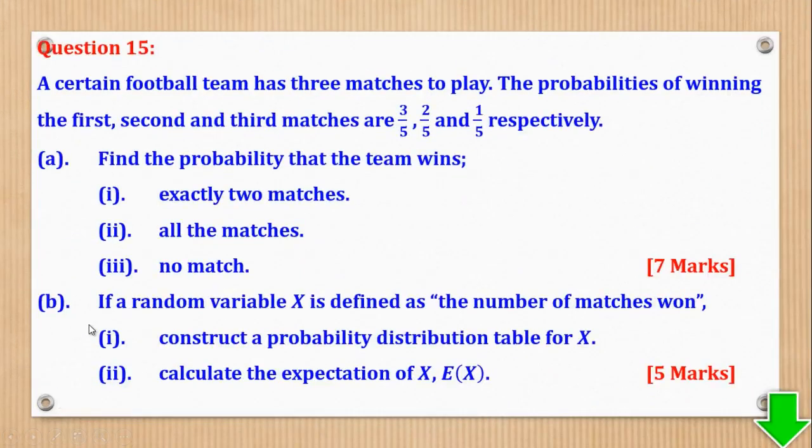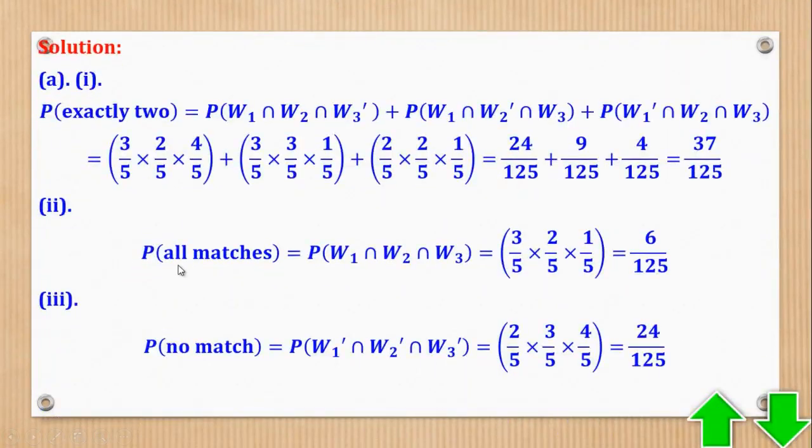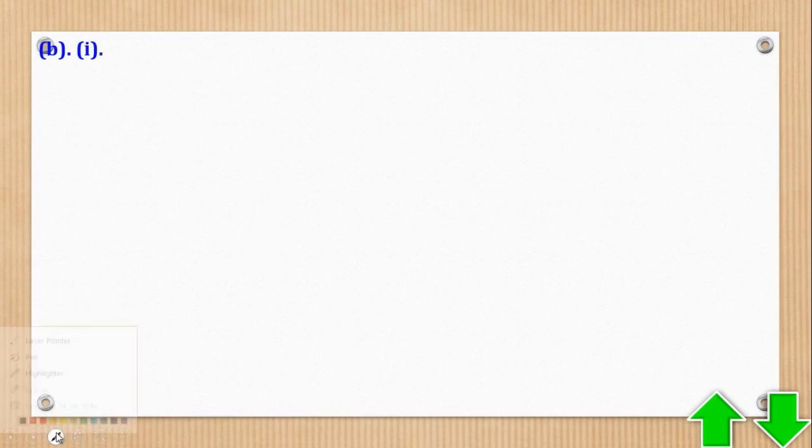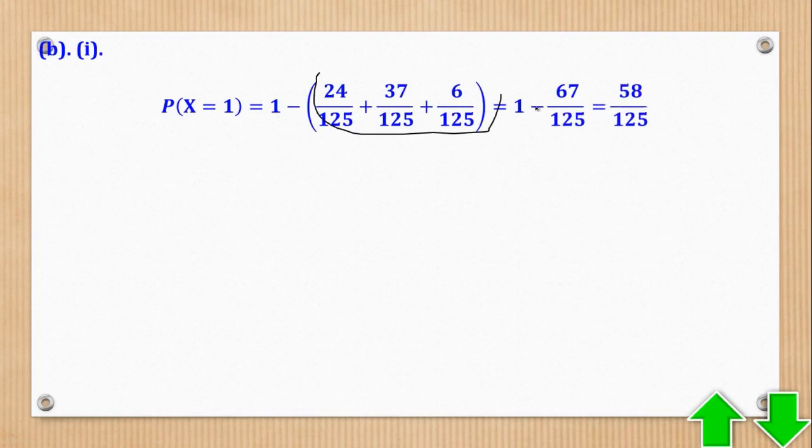That was part A. Part B, they said if a random variable x is defined as the number of matches won, part A, Roman 1, construct a probability distribution table for x, and Roman 2, calculate the expectation of x. So here we have x equal to 2, x equal to 3, x equal to 0. But x equal to 1, we don't have it yet, so we have to first calculate it. It will be the remaining probability. So x equal to 1 will be 1 minus all the probabilities to get 58 over 125.